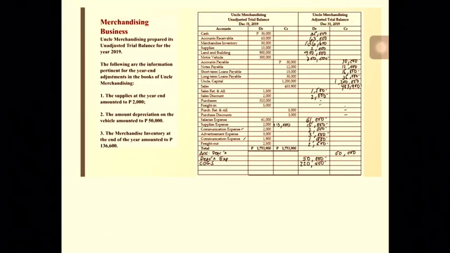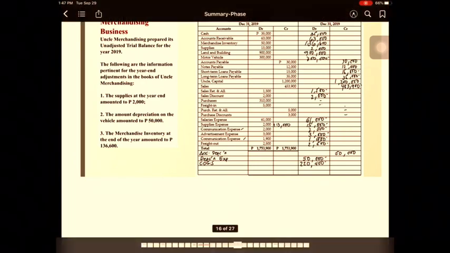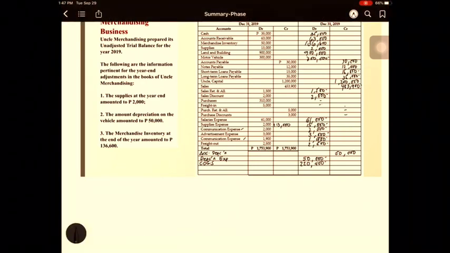Therefore, if we total the amounts of your debit side and your credit side, we should still come up with equal balances for debit and credit. So let's try, because if they did not equal, we may have done something wrong along the process. Okay, so let's total.